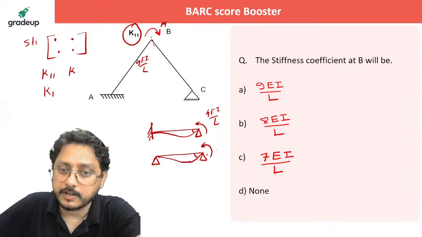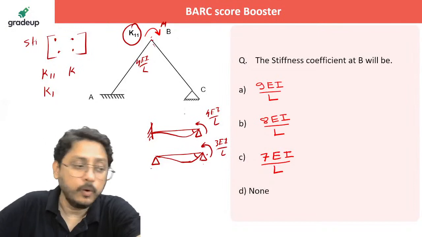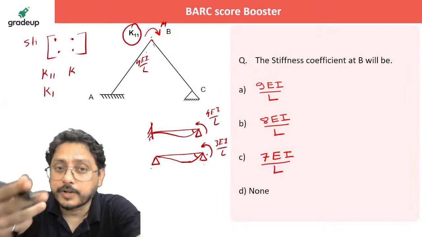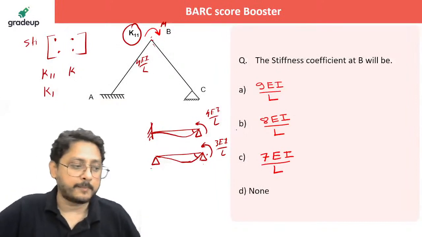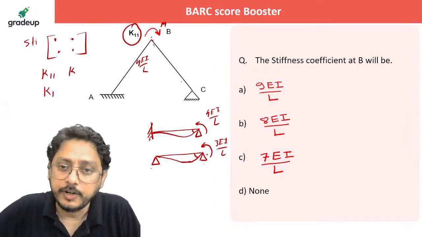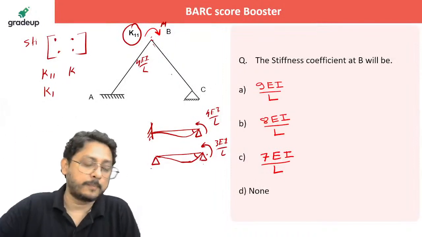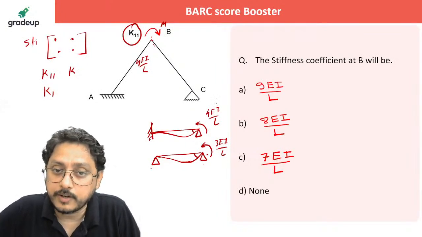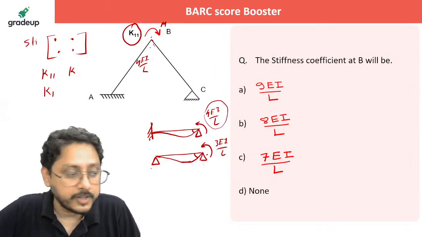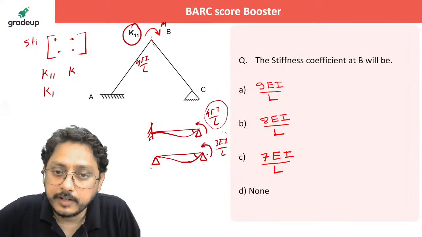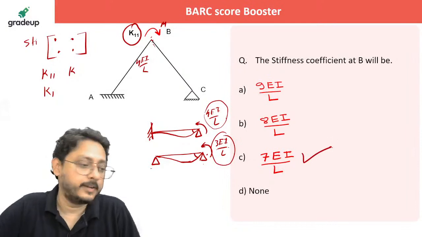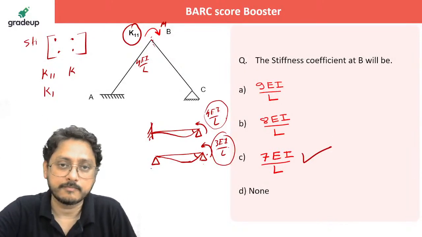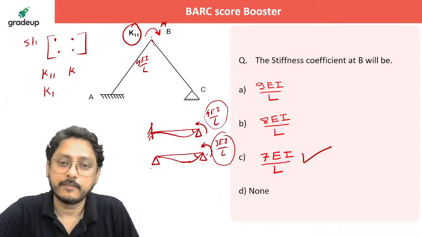Now to get the unit rotation at B, once again for the simply supported one, how much you need to apply? That is 3 EI by L. Now this is a rigid joint here. If you want to rotate the joint by unit amount, how much force you need to apply there? For AB, you need to apply the effort 4 EI by L. For unit rotation at BC, you need 3 EI by L. Summation of these two will become simply 7 EI by L. That is the effort or moment you need to apply there. That is your K11. Did you get that?